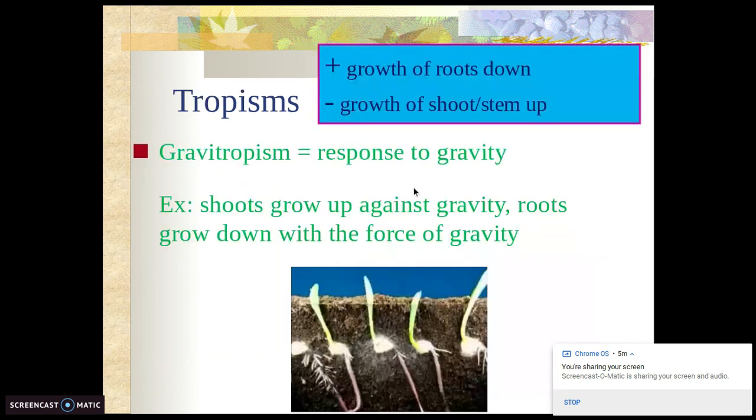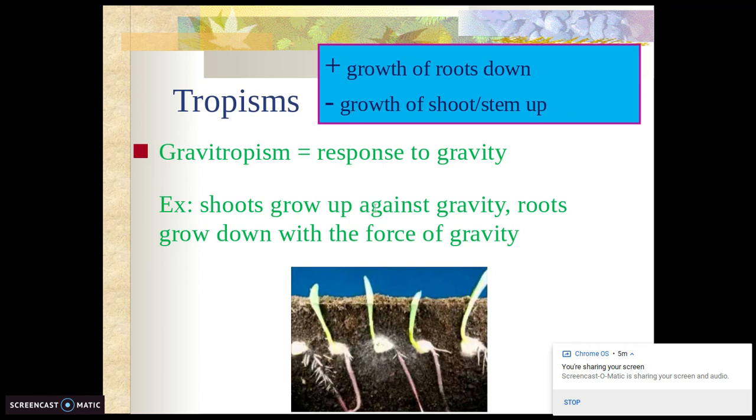The first one is called gravitropism. If you look at the prefix, it's the response to gravity. When talking about this plant down here, we have shoots that go upward, and then we have our roots that grow downward. The roots are what is responding to gravitropism because that is what's pulling them downward.